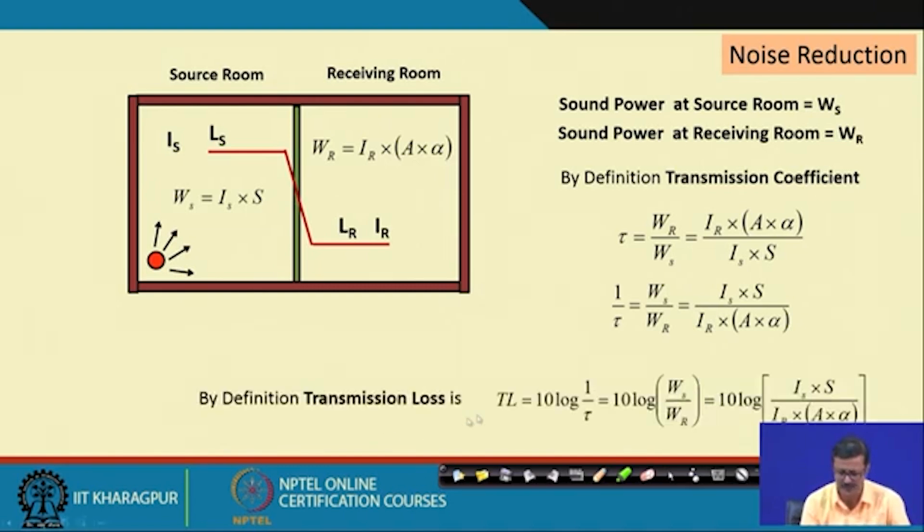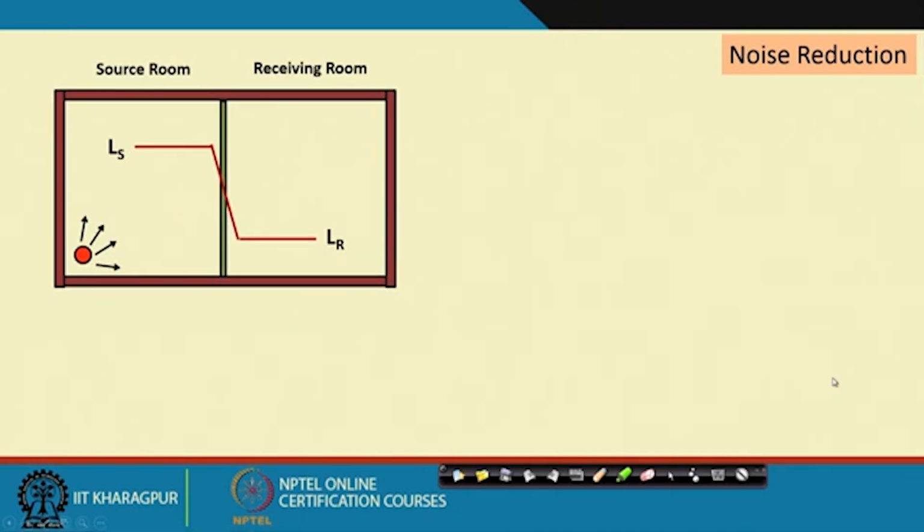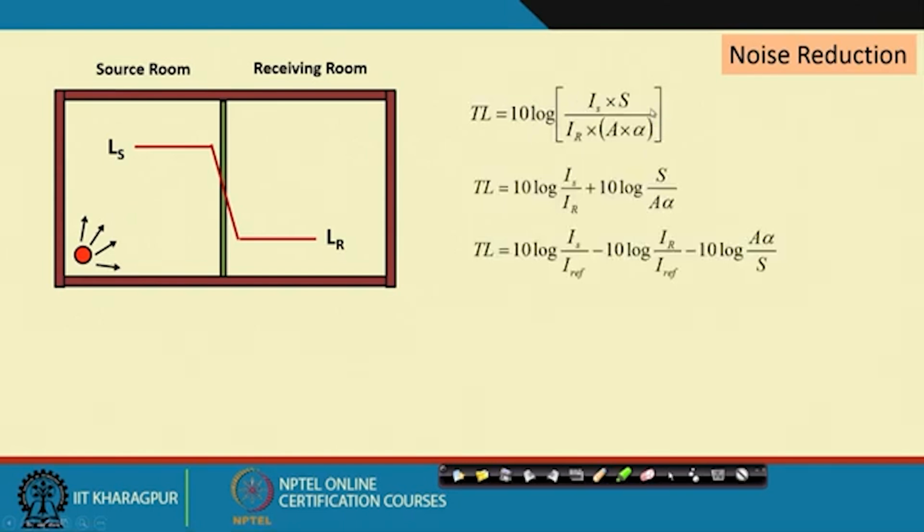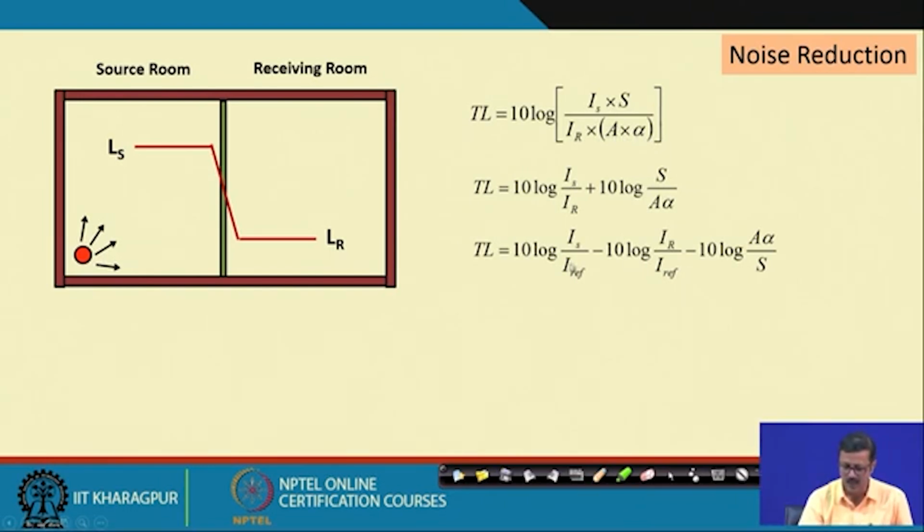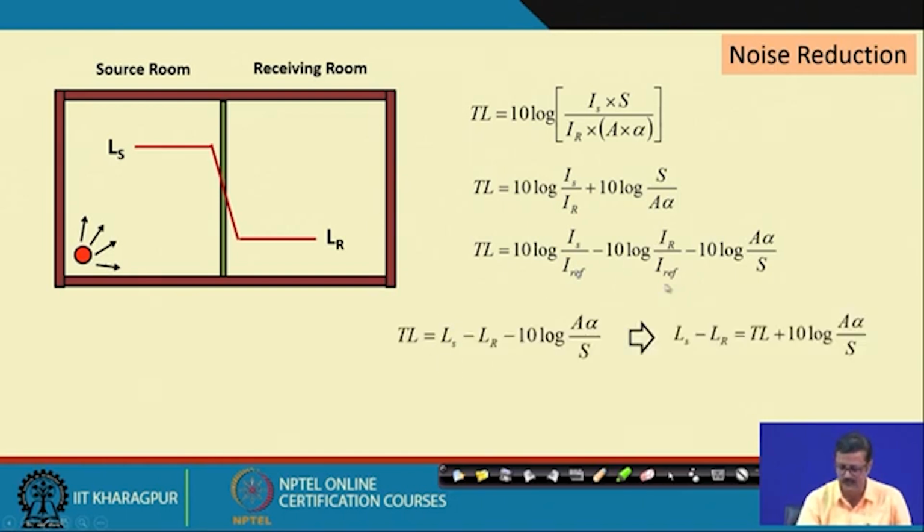rewrite this equation, by definition, as you know, the TL is 10 log 1 upon tau. So, this 1 upon tau is placed over here, and TL becomes this. Now you separate out Is and Ir in one logarithmic term, and S by A alpha in another logarithmic term, because it is multiplication. This 10 log Is by Ir can be rewritten in the format of the level of sound, where 10 log of Is by I reference is nothing but your Ls, and 10 log of Ir by I reference is nothing but your Lr, and this remains as 10 log A alpha by S.